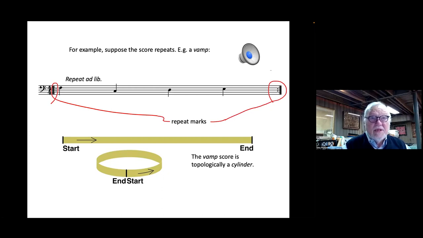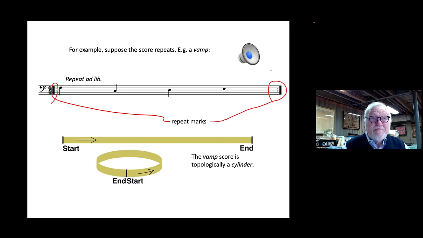You can see in the musical notation there are these marks they call repeat marks on either side of the portion that is supposed to be repeated. There's the very thick vertical bar with the two dots. Everything between those two repeat signs gets repeated, usually just once. But if it says repeat ad lib, you can just keep repeating it over and over again, as in this vamp. So once you have this translational symmetry, it means that the score is topologically a cylinder, because after the end, you just link right back to the start and you play it again.